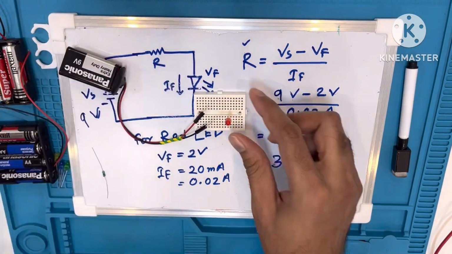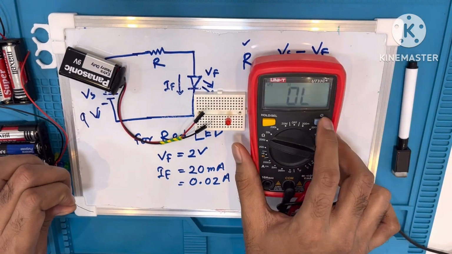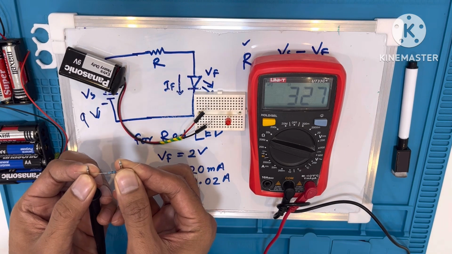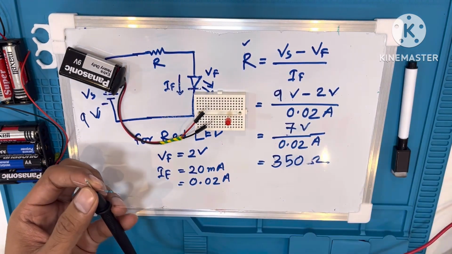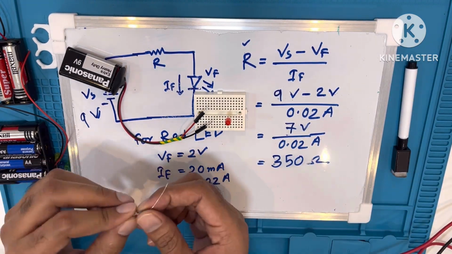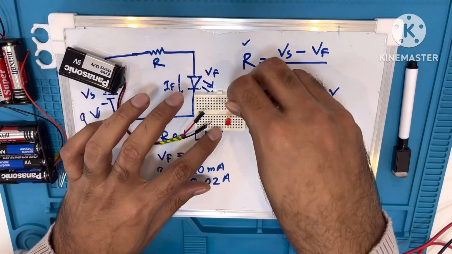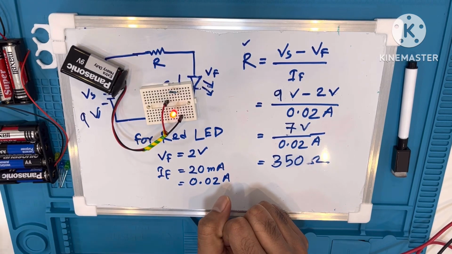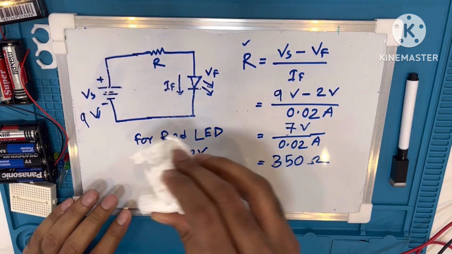So let's find the resistor value. I'm using the multimeter again. So here I got a 327 ohm resistor, which is the nearest resistor I have. Connect it in the circuit same as before. So here you can see.